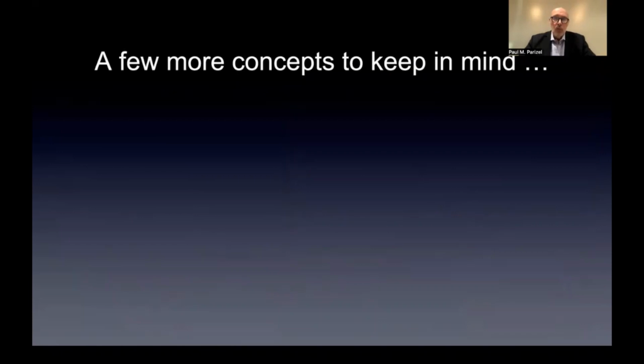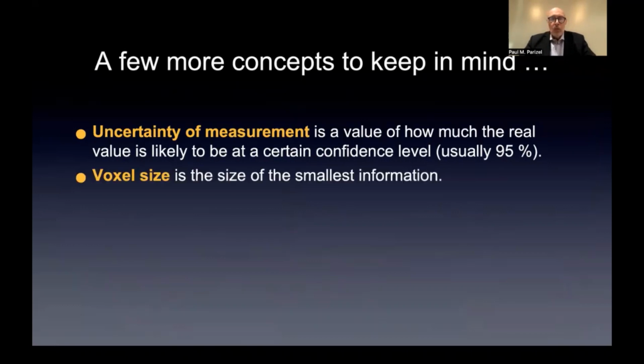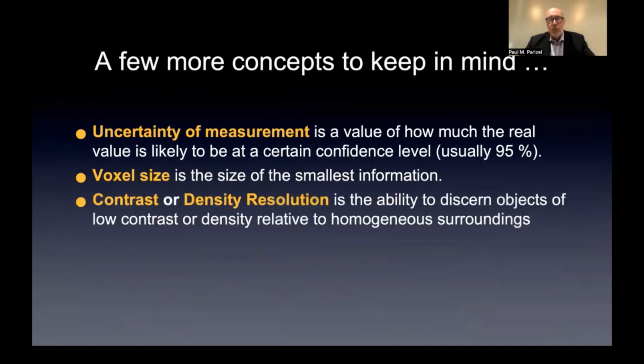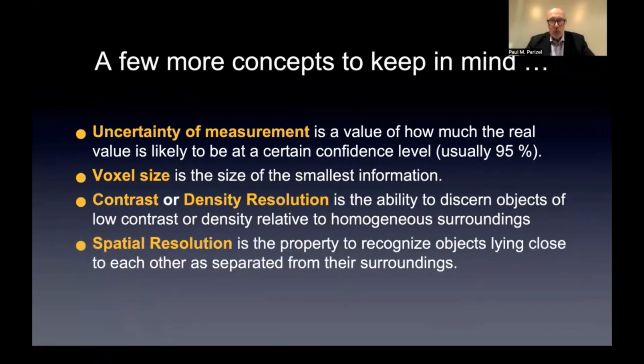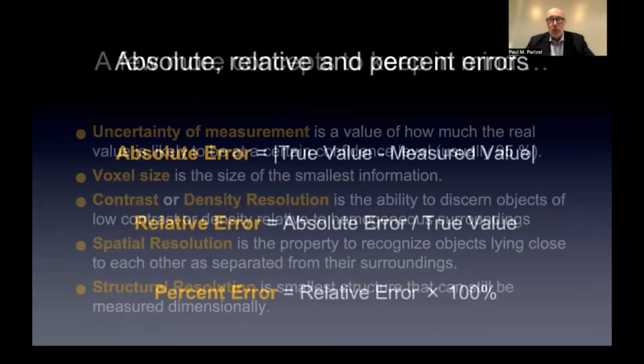There's a few more concepts to keep in mind when dealing with numbers. Uncertainty of measurement is dealt with by providing confidence levels, usually 95%. You need to be aware of voxel sizes of imaging, which is the size of the smallest information. Contrast or density resolution in CT is the ability to discern objects of low contrast or density relative to homogeneous surroundings. Spatial resolution is the property to recognize objects lying close to each other as separated from their surroundings. And structural resolution is the smallest structure that can still be measured dimensionally.